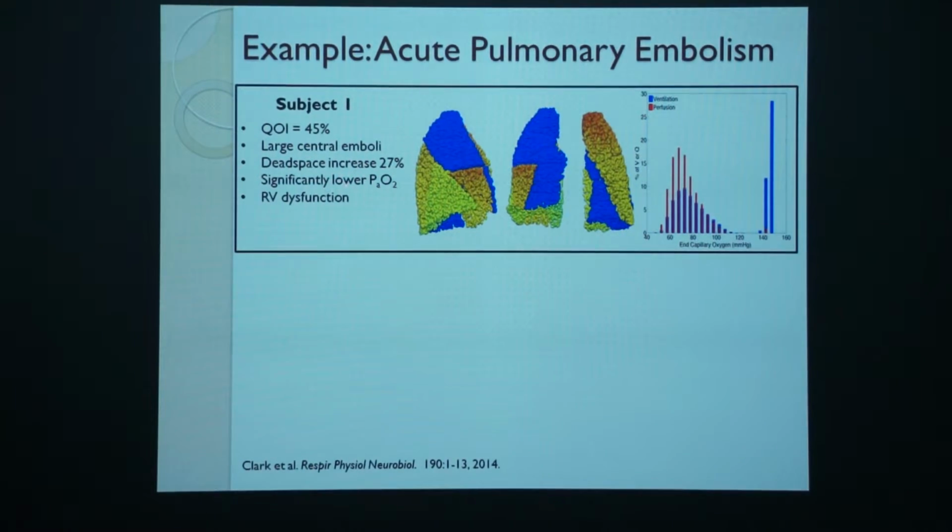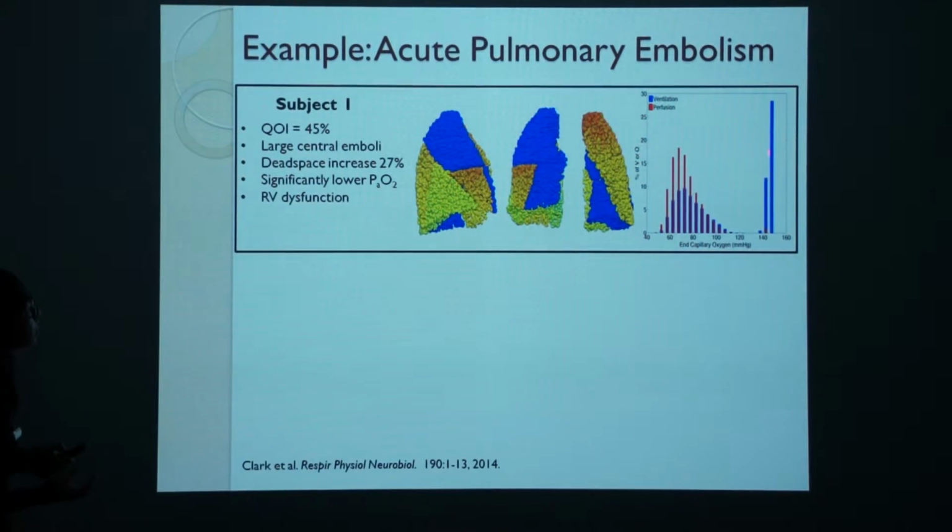And that means places where you have little blood flow but there's airflow, so no gas exchange, is called a dead space. And so for this particular subject, there's a 27% increase in your dead space. And this is also shown here.